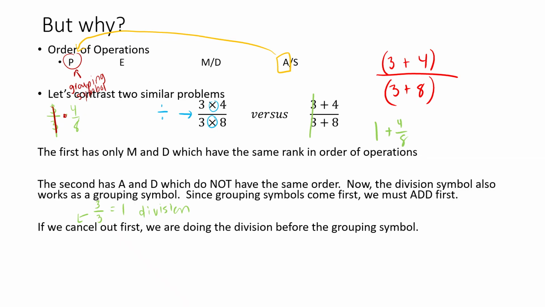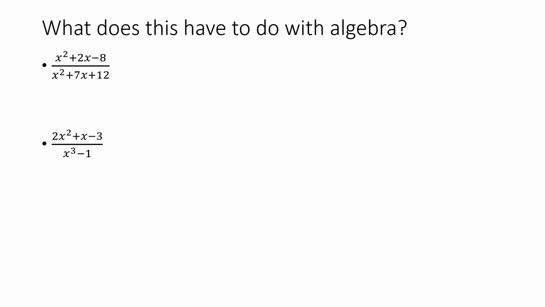So the reason why you can only cancel things that are multiplied really comes back to this order of operations. And I know I've spent way too long on this, but I see so many mistakes like that. And here's where they're going to come up. Well, let's actually look at this because we're almost done. This is actually the last slide.